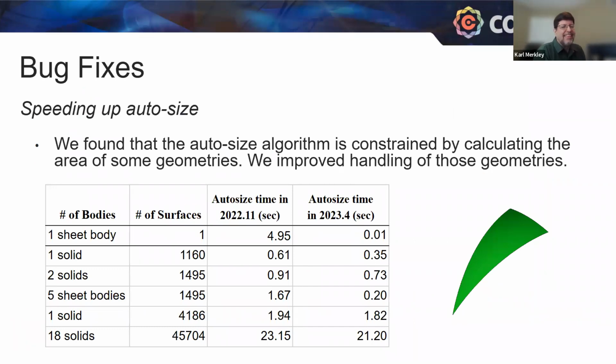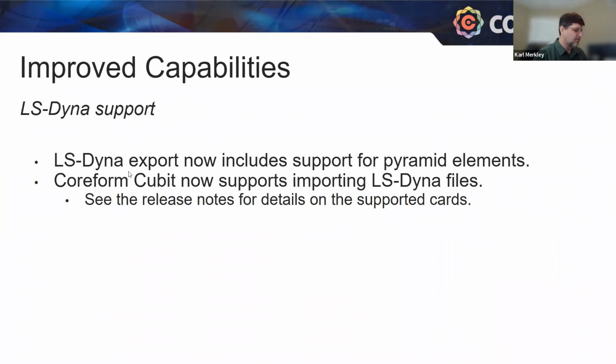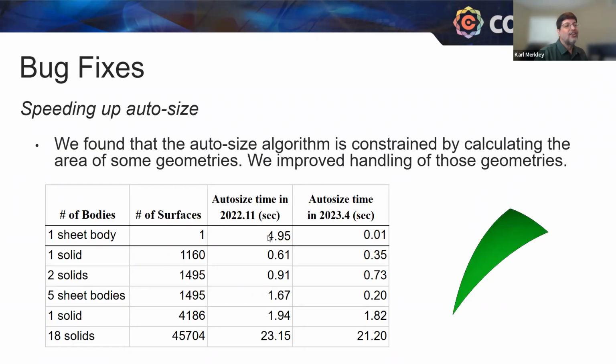I think this is probably the major bug fix that we did, is speeding up auto size. One of the things that we found as we were testing problems with auto size, we found that certain kinds of geometries took a long time to calculate the surface area. This little triangular surface is a degenerate spline surface. And in just calculating the area of this one thing, took nearly 5 seconds. We've modified the algorithm for calculating the area and doing auto size on this so that instead of 5 seconds on this one surface, it now takes 1/100th of a second.